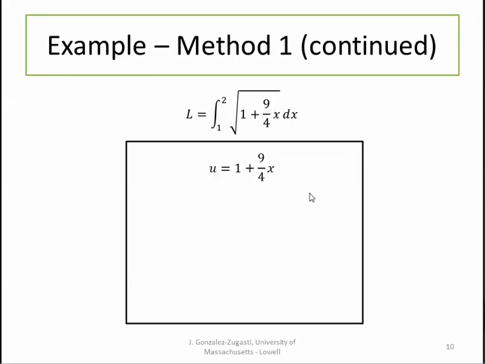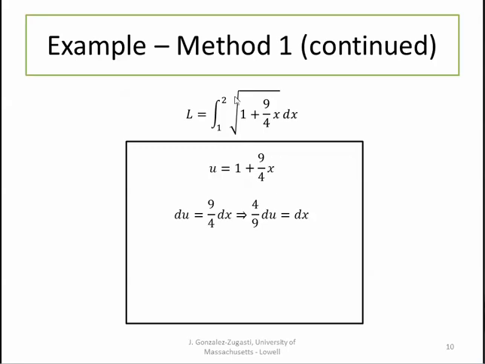Once we've done that, we evaluate du by taking the derivative, and we get that it's 9/4 dx. Don't forget that dx. And solving this for dx, we get that 4/9 du is dx. Now when I do the substitution method on a definite integral, I also need to change my limits of integration.